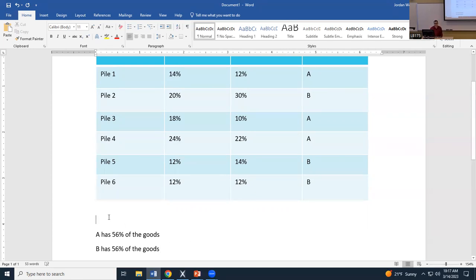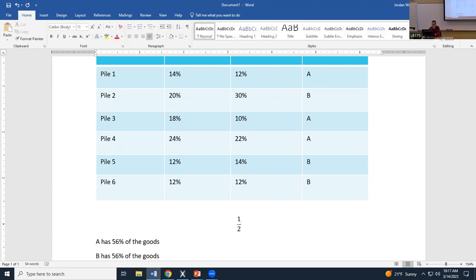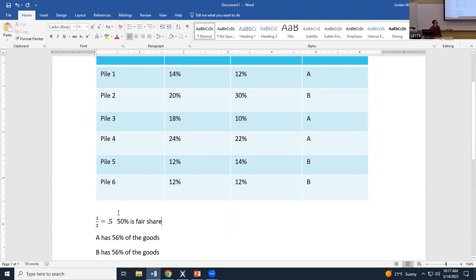So they both walk away with more than their fair share, because their fair share is 1/2, right? And 1/2 as a decimal is 0.5 or 50%. Everybody right with that? So because there's two people, each individual should walk away with 50% of the goods. You hope, anyways. And this time, taking turns led to that. So taking turns was just fine.